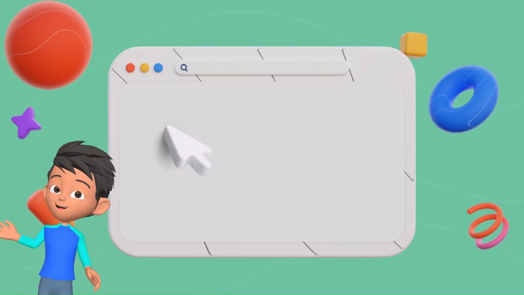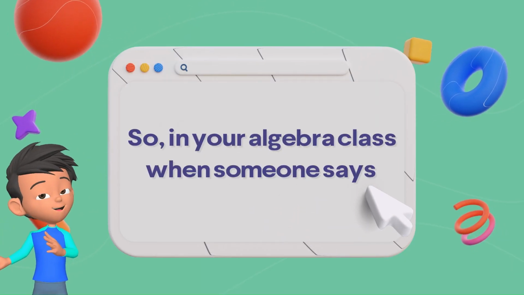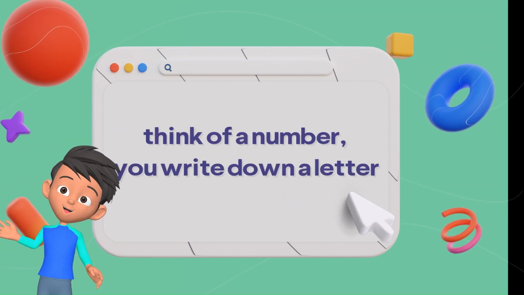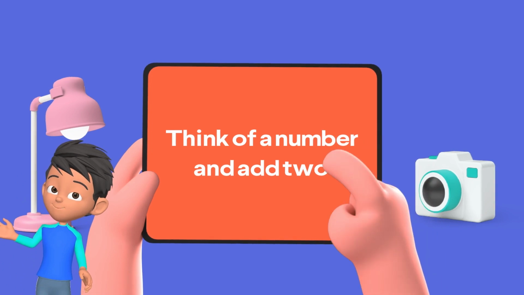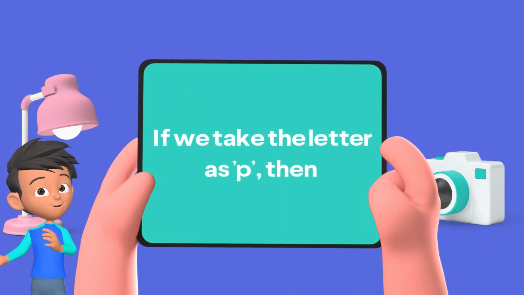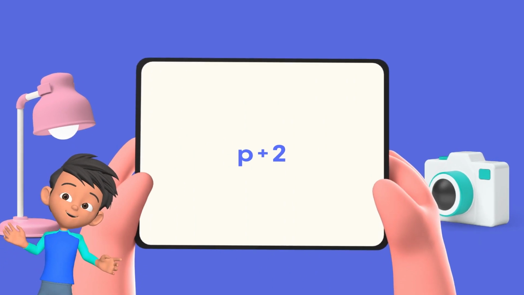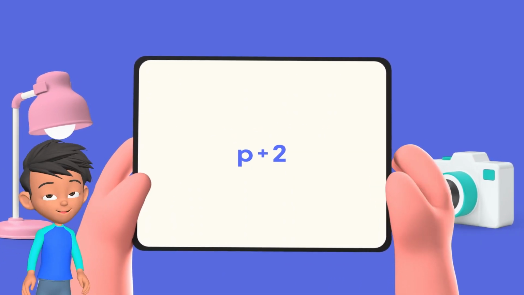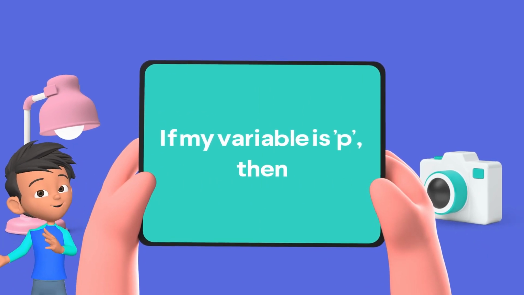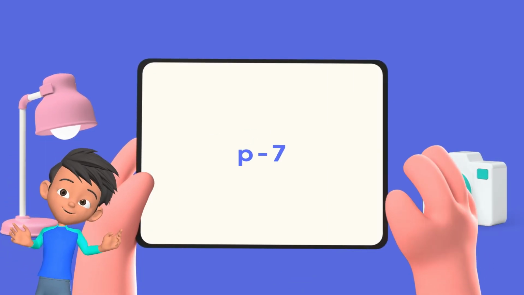Remember, guys, whenever someone says, think of a number, you think of a letter. This is not applicable for riddles and trick questions. Think of a number and add 2 to it. If we take the variable as p, then I will write it as p plus 2. Think of a number and subtract 7 from it. If our variable is p, then I will write it as p take away 7.